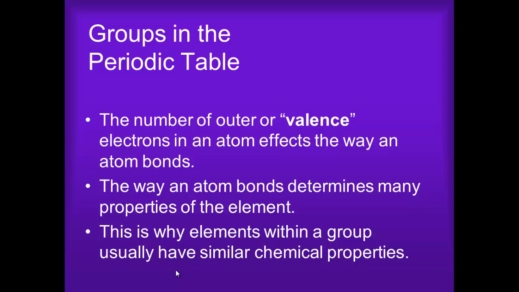So groups in the periodic table share the same number of outer electrons. Those electrons have a special name. We call those valence electrons, and this determines how an atom is going to bond. Okay? And atom bonding in turn determines the properties of the element, the chemical properties of the element.